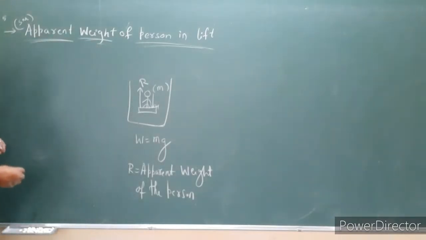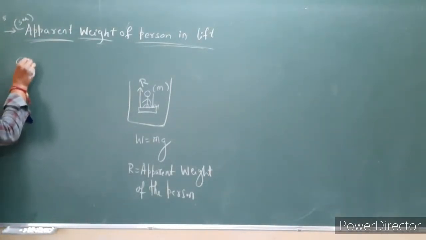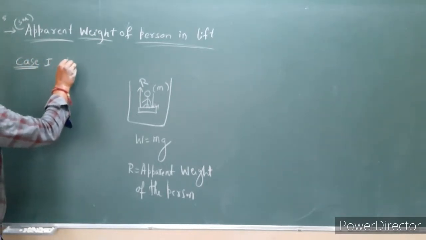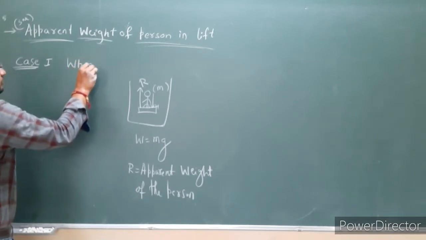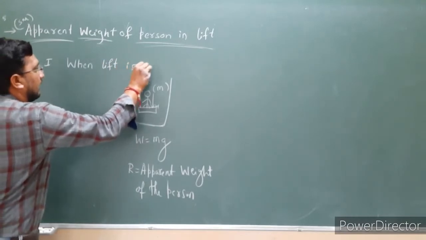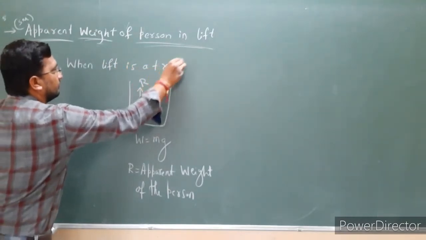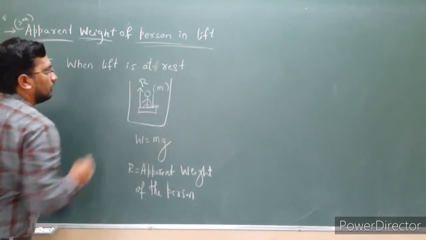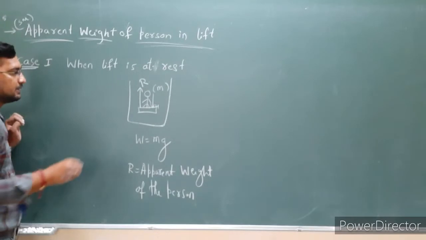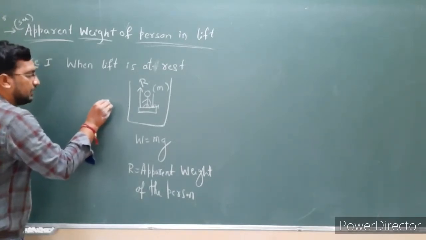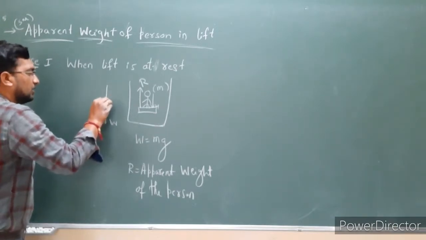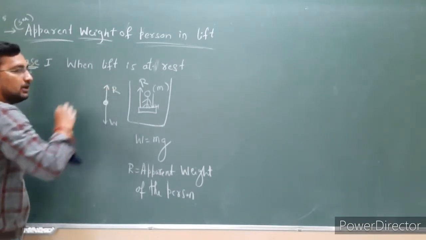The first case: when the lift is at rest. First we are going to draw the free body diagram for the system. Consider this as a point object. The weight of the person is acting in the downward direction and the normal reaction is acting in the upward direction.